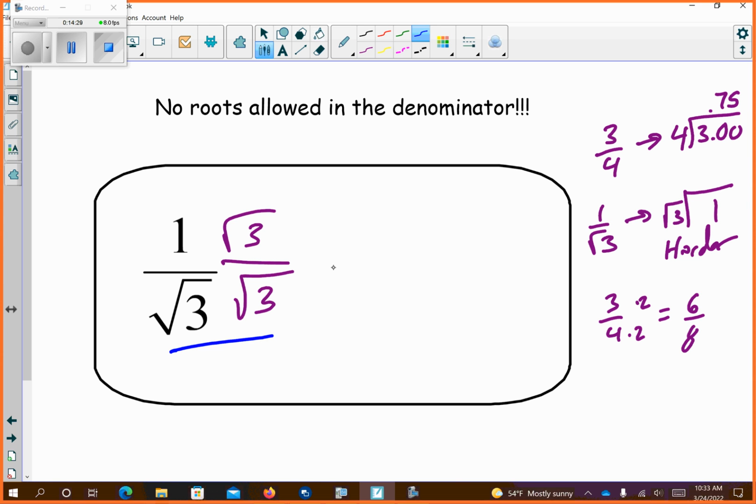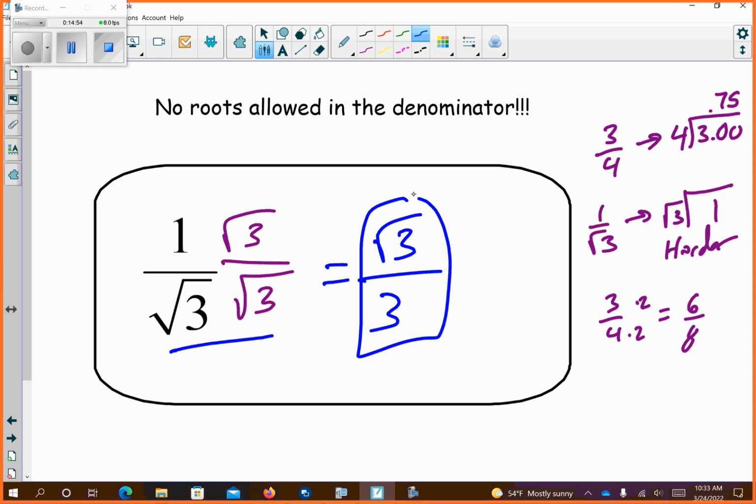If I multiply root 3 times root 3, what do I get? Root 9, and root 9 is what? 3. So I get a 3 on the bottom, and then I go 1 times root 3, and 1 times root 3 is root 3. So now this fraction is the equivalent fraction to 1 over root 3. It's just we don't have a radical in the denominator.